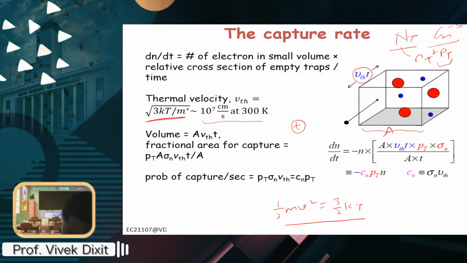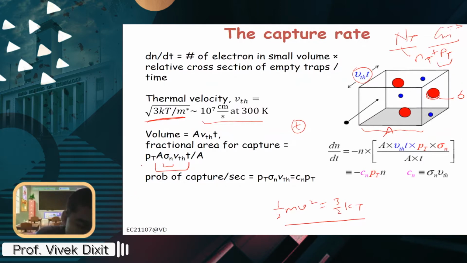When an electron is entering along the surface, where the area is A, what will be the cross section of the impurities? Let's say each impurity has cross section sigma. Sigma is the cross section area of each impurity. If an electron comes within its range of sigma, it will be captured. It will fall down to the impurity level. So sigma is the capture area and the volume is A times v thermal times t.